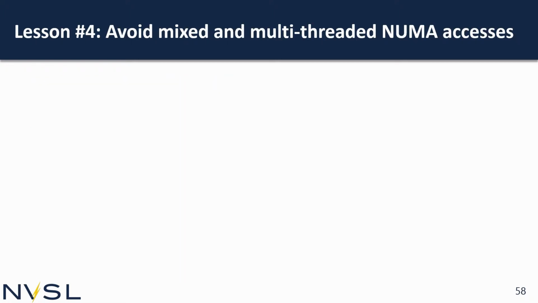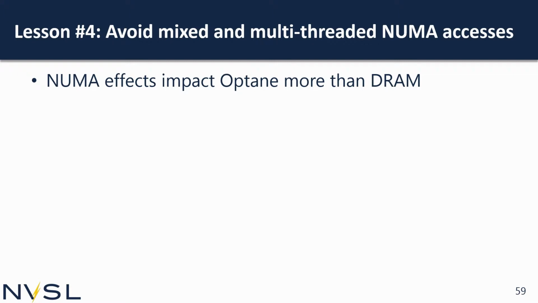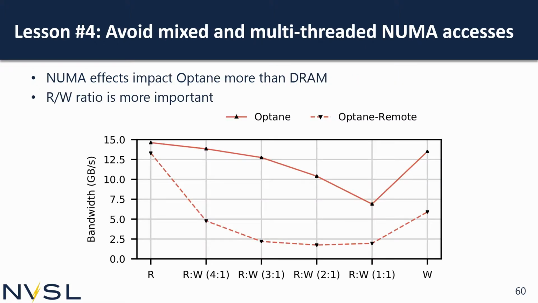Okay, so I have one more lesson to share with you, which is this notion to avoid mixed and multi-thread NUMA accesses. And basically the story here is that NUMA effects impact Optane more than DRAM, and it impacts it in kind of a weird way, in that read and write ratio is much more important.